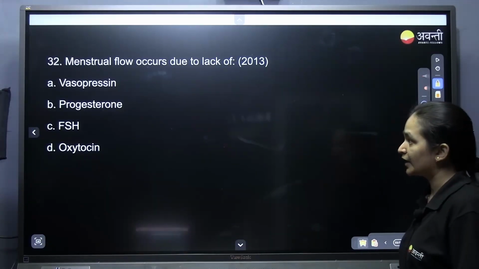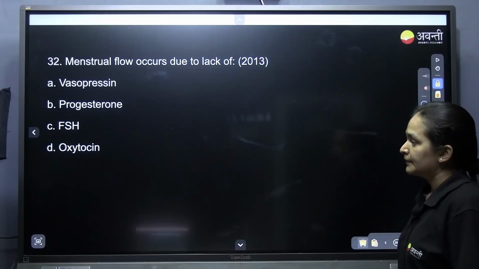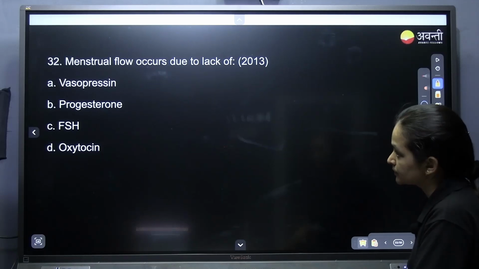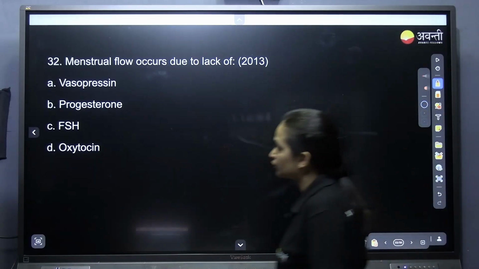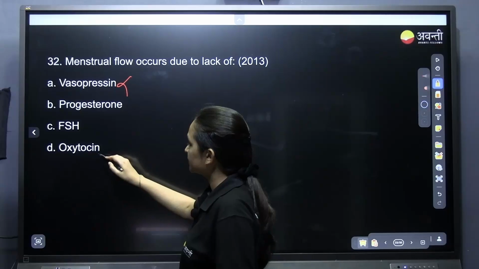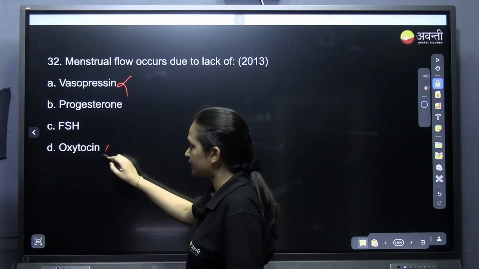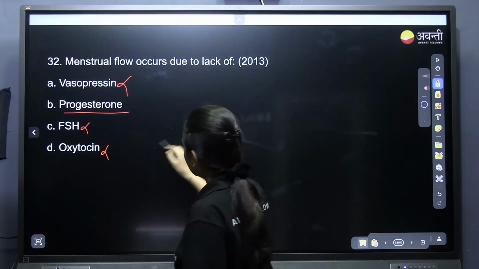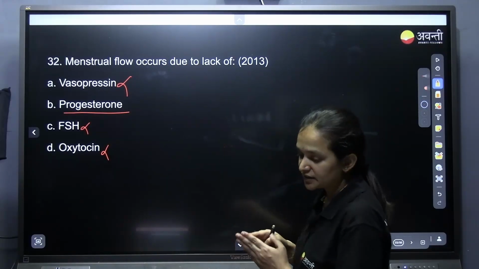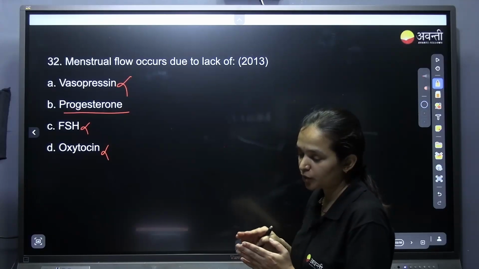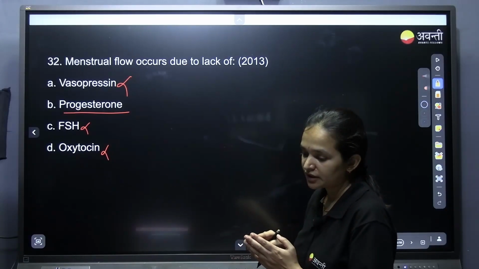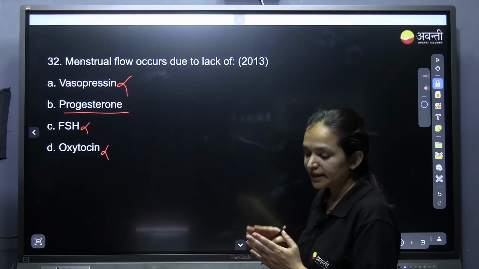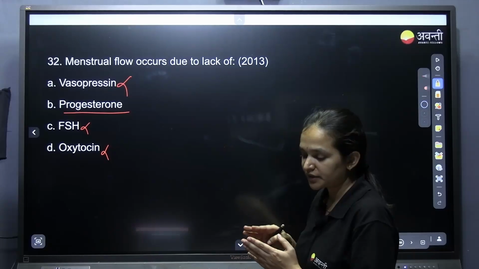Menstrual flow occurs due to the lack of which hormone? Does it have anything to do with the vasopressin? No. Oxytocin? No. Follicle stimulating hormone? No. Progesterone. Actually, what happens if the pregnancy doesn't take place? What happens to the corpus luteum? Corpus luteum degenerates. If the corpus luteum degenerates, will there be any progesterone secreting from there?